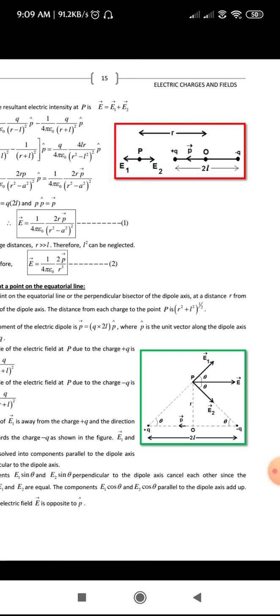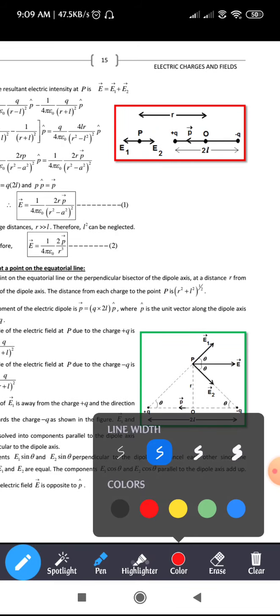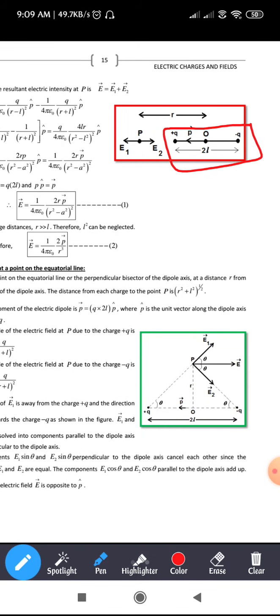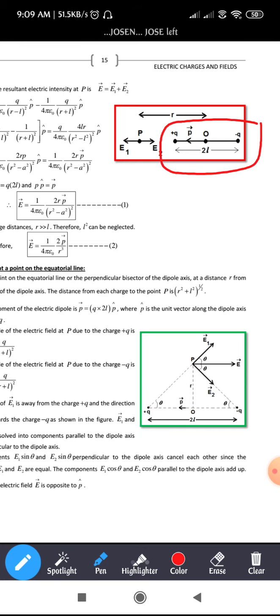As you know, the two charges are separated by a small distance. We have taken an electric dipole which has been separated by a small distance. You can see in the figure there. You have two charges, one positive and one negative, separated by a distance of 2l, and the center of that is denoted by the letter O. You can see the vector P is directed from the negative charge to the positive charge.